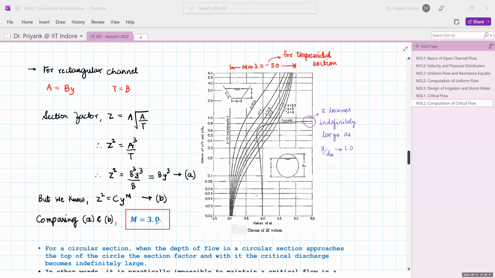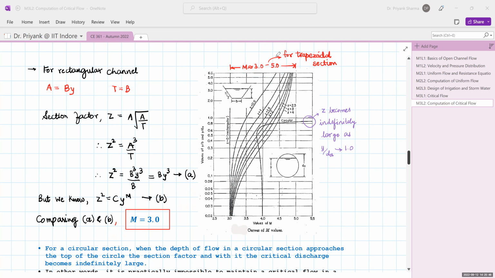In this graph, if you see the curves of m values, in a trapezoidal section, if your side slope z is taken as 0, it becomes a rectangular section, and for this it is a straight line, that is m equal to 3. For the trapezoidal section, for different channel slopes, you can see the variations. So your hydraulic exponent will vary between 3 to 5 for a trapezoidal section.